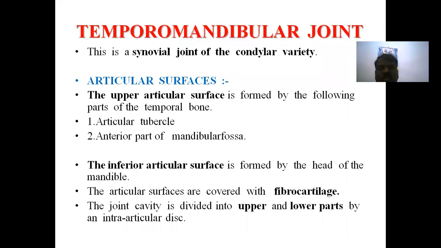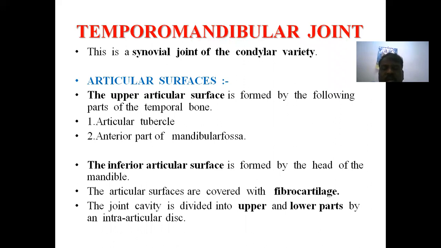The temporomandibular joint is a synovial joint of the condylar type. So why is it called that? See here, the condyles are involved. The condyle, or head of the mandible, is involved. That's why we call it the condylar variety of the synovial joint.